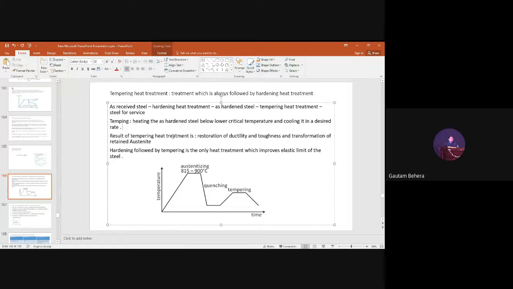So what is the result of tempering heat treatment? You can see. If you do tempering of the steel after hardening, what is the result? Restoration of ductility and toughness, and transformation of retained austenite. So these things will happen. Ductility will come into the picture, toughness will be there, and finally, if there is some retained austenite in your as-hardened steel, that will get transformed into ferrite or pearlite or bainite, depending upon the temperature and composition of carbon, basically.